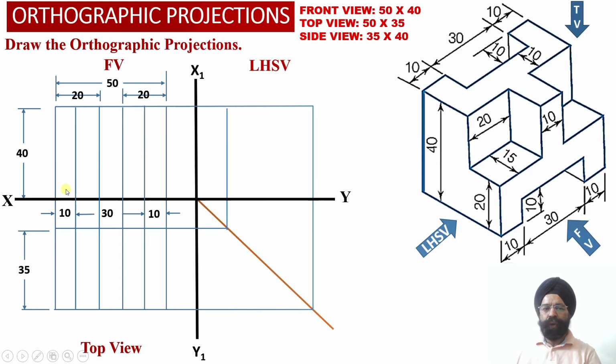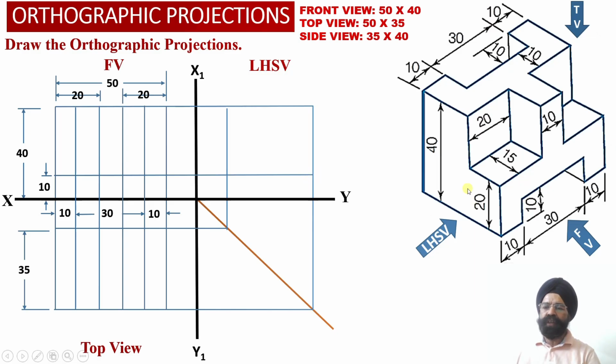Now we are going to mark a distance of 10 millimeter above the XY reference line corresponding to this edge of the rectangular slot over here. And now we are going to obtain a horizontal projector line into the front view projections, and we are going to extend this horizontal projector line appropriately into the left hand side view projections as well.